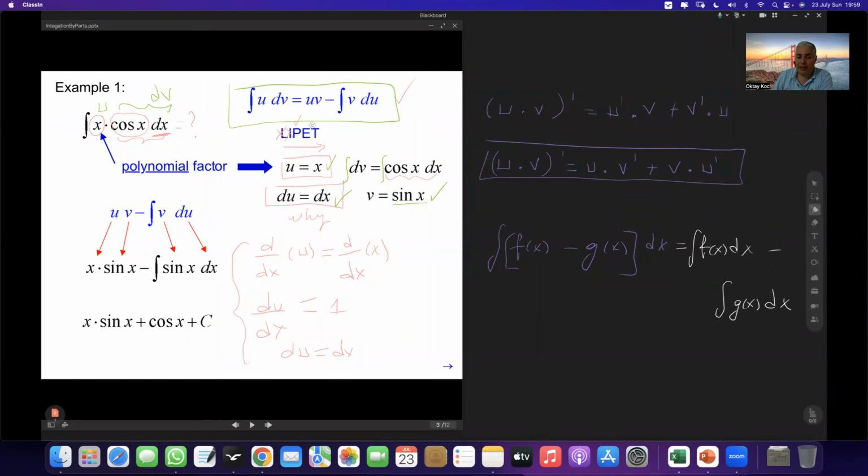Now, the integral of x times cosine of x dx, where this is u and this is dv, equals u times v. So u was x, times v. What is v? Sine of x here. And then minus the integral of v times du. v was sine of x, and we have written here du is dx. And then it's very simple to integrate sine of x dx. The integral of sine of x dx is, as we know, cosine of x.